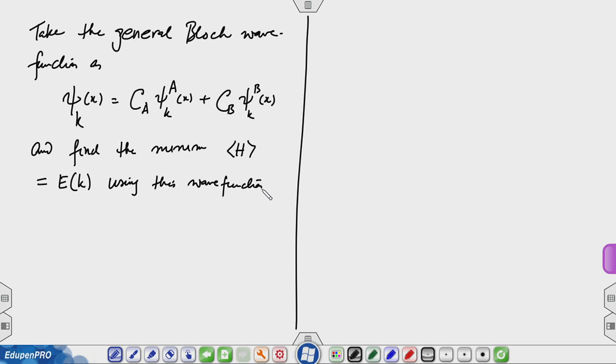So, we are still taking a tight binding kind of wave function, except now we have two Bloch wave functions and we are mixing them. So, in that sense, this is a truly variational calculation. Why so? Because you see, in tight binding, when we just made one function, we fix that function. In this case, I am doing a minimization. So, this will be better.